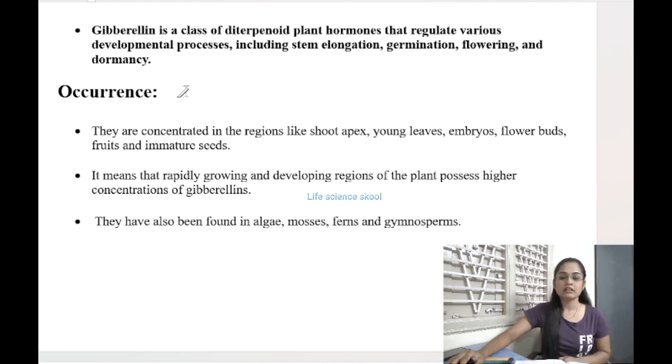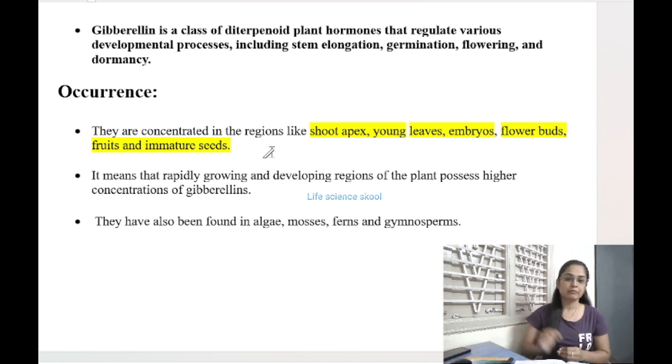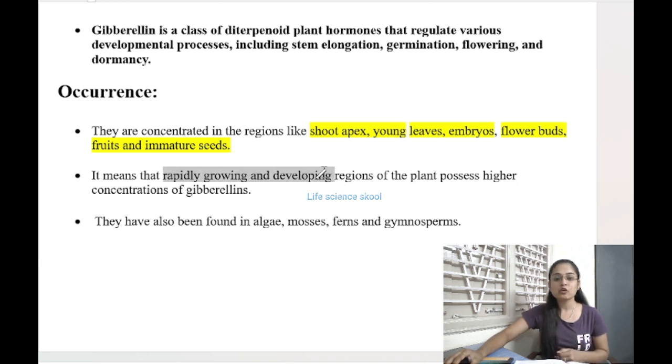We are moving on to the occurrence, where we can see these gibberellins. They concentrate in regions like the shoot apex, young leaves, embryos, flower buds, fruits and immature seeds. In all these regions, we can see gibberellins. It shows that they are found in the rapidly growing and developing regions of the plant. In these regions, we can find the highest concentration of gibberellins.